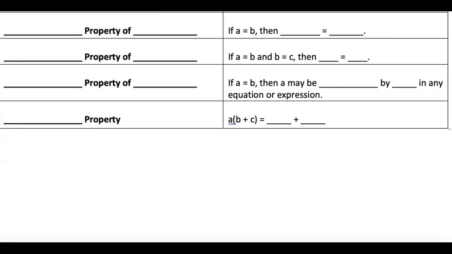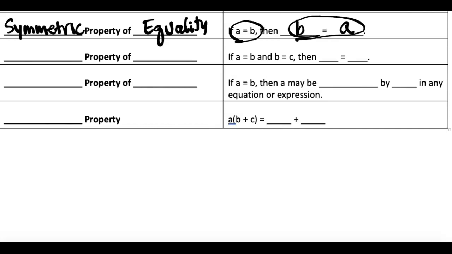Our next few are probably new to you as well. Symmetric, and this is of equality again. The symmetric property says if A equals B, then B equals A. So there's some symmetry here. All we're doing is switching the sides of the equation, and we still have the same property.